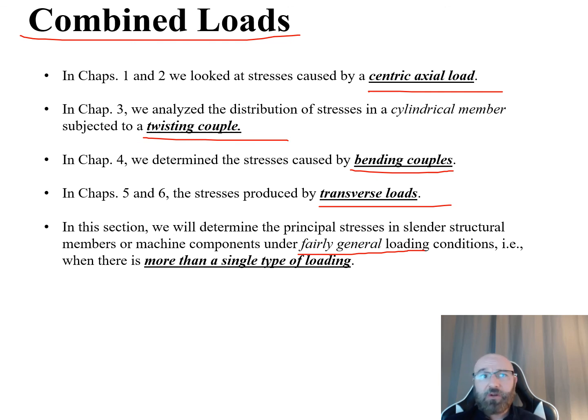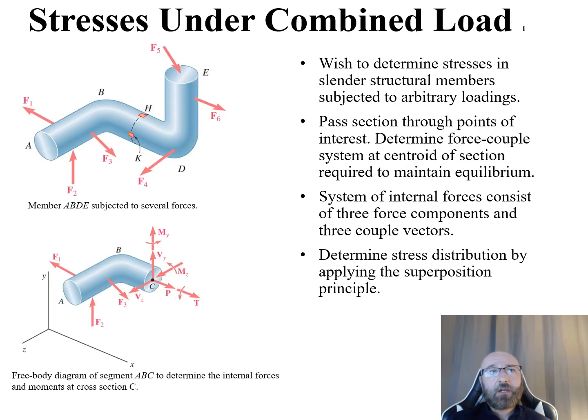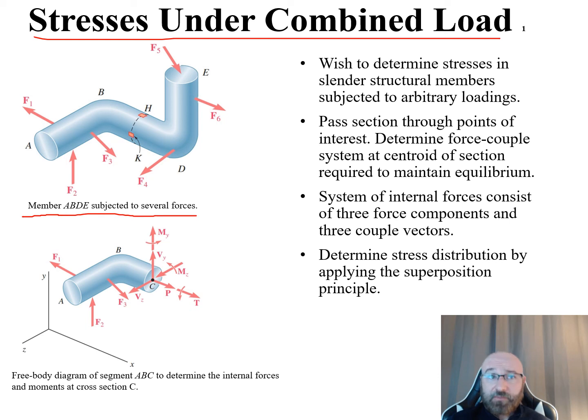What we mean by fairly general loading conditions is that there is going to be more than a single type of loading. It's going to be a combination of all the other types of loading that we saw in our previous chapters. As we continue looking at stresses under combined loads, let's take a look at this example where we have this member ABDE, which is subjected to several forces. We can see there's our end A, we have our end here, and at the corners there's our B and our D. Along the way we have these forces F1, F2, F3, F4, and F6. And we can see at H and K we have our stress elements at the section that we're taking.